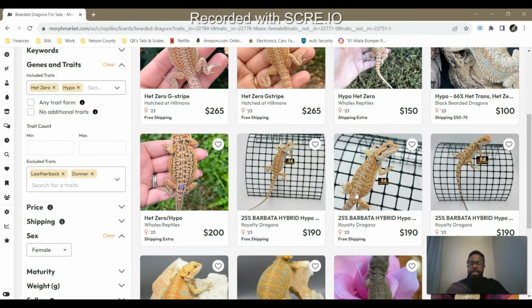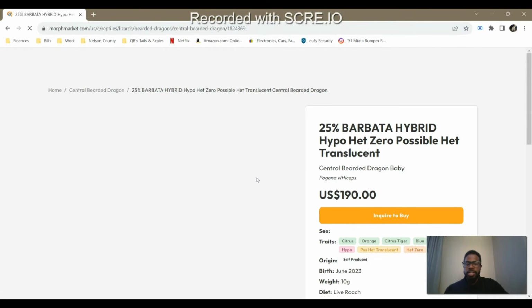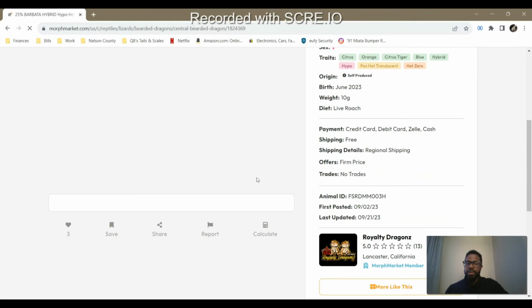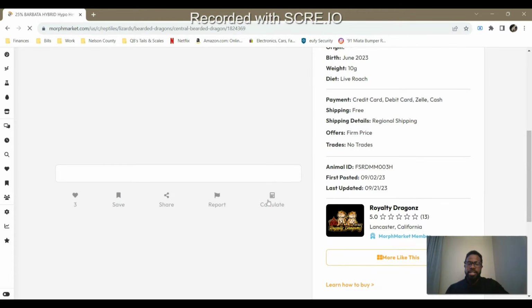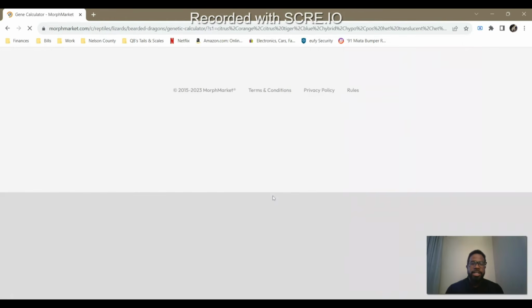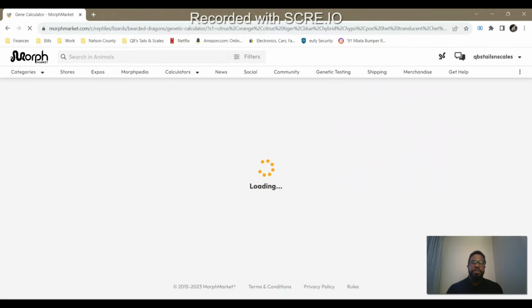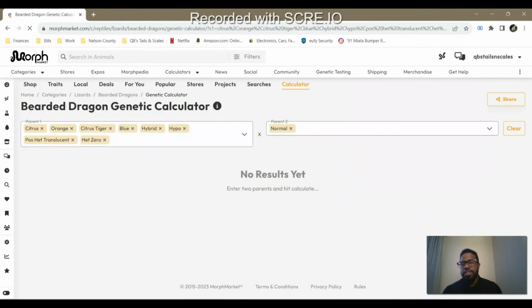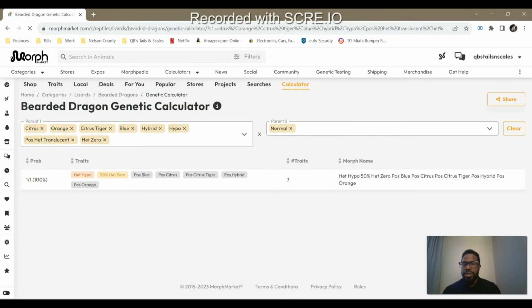So while we're doing this, I also want to show you what your outcomes are because you're going to be breeding them. What are you going to get out of this pairing? So we're going to use this MorphMarket calculator. But you already spent $1,800 and you're probably going to spend another $500 or so for feeding them. So at a minimum, you spent $2,300 on these dragons, and maybe even more. It depends on what you're feeding them, obviously.